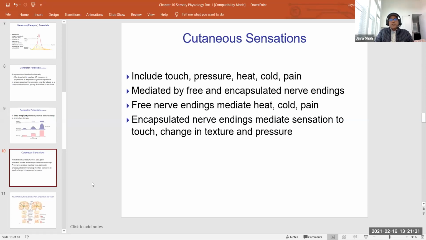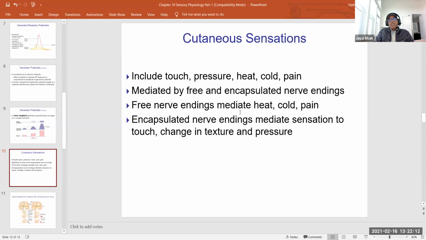Now cutaneous sensation means sensation in the skin. What are the cutaneous sensations in the skin? They are touch, pressure, heat, which is called temperature, cold, and pain. These receptors are all mediated by free and encapsulated nerve endings. I told you earlier, receptors are either free nerve endings, encapsulated nerve endings, modified neurons, or modified epithelial cells. So cutaneous sensations are free nerve endings and encapsulated nerve endings.